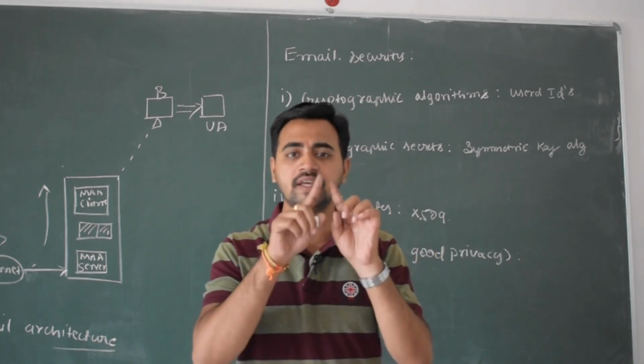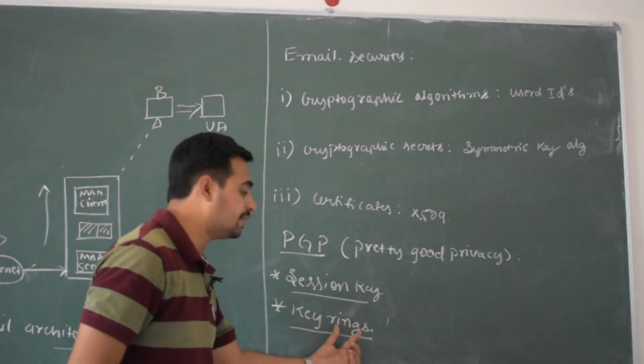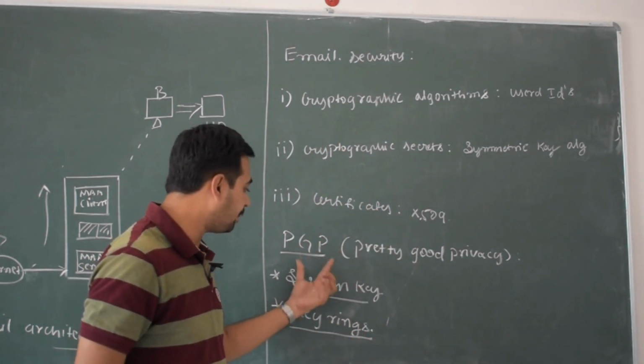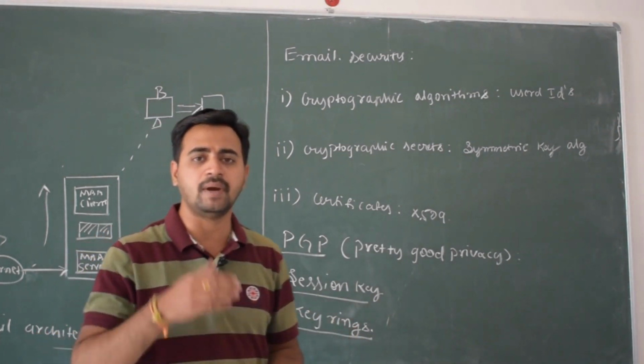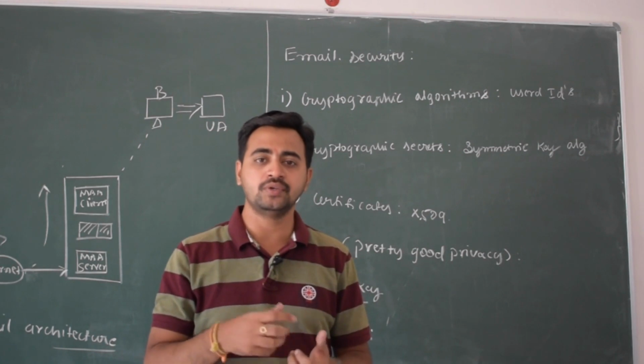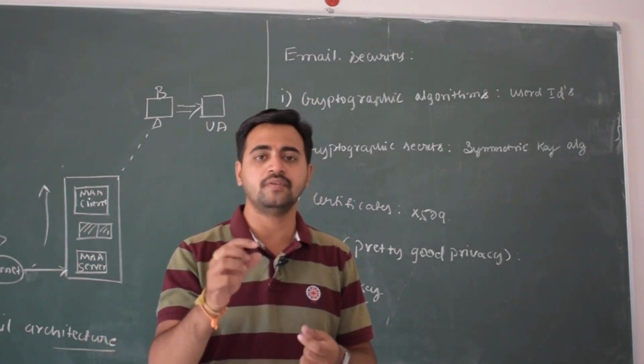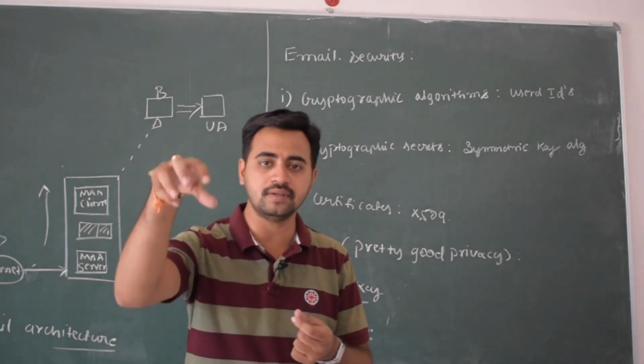For that we require one kind of ring. That ring is called a key ring. So PGP holds a key ring where multiple keys are there. They will be embedded onto the ring. So whenever a user is added, we can allocate one key to that receiver.